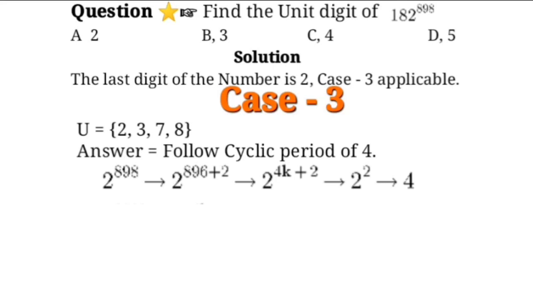898 is not divisible by 4. So we need to make it into a number divisible by 4, like 896. 896 is divisible by 4, plus the remaining.